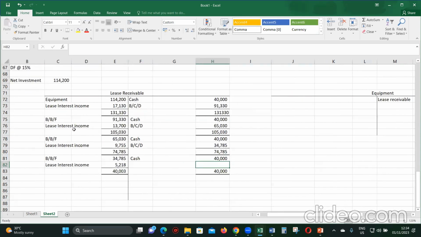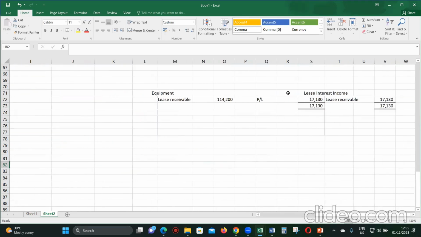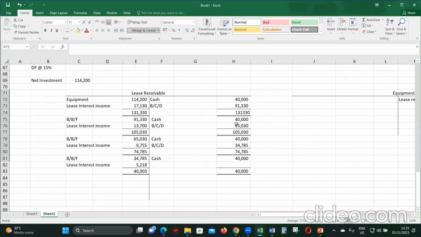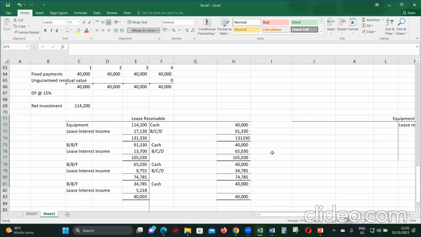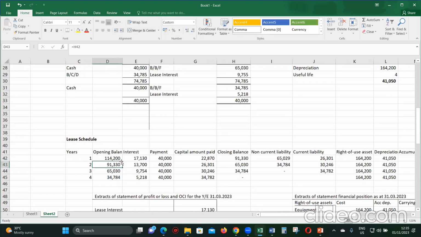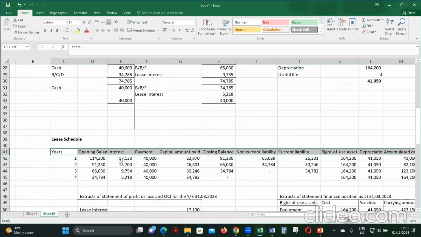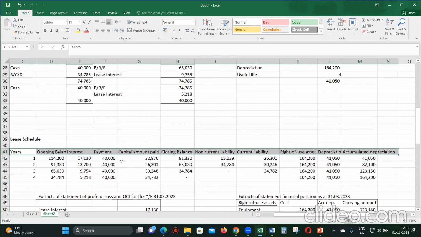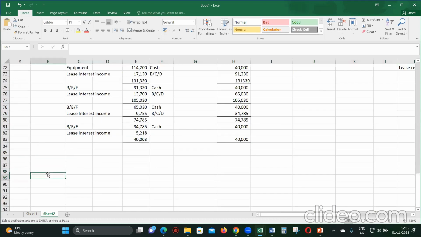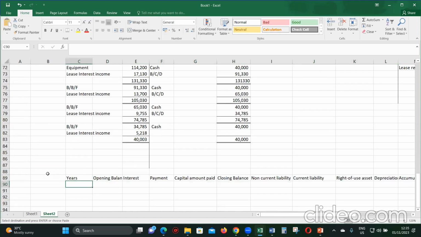So this is how the lease receivable account gets to zero, getting closed after 4 years, right? Similarly, you can record your lease interest income in the lease interest income account. I'm not showing that to you. Okay, so this is how you record your transactions in the lessor's books. Shall we quickly prepare this? Now, this is also not required, but I'm showing you.